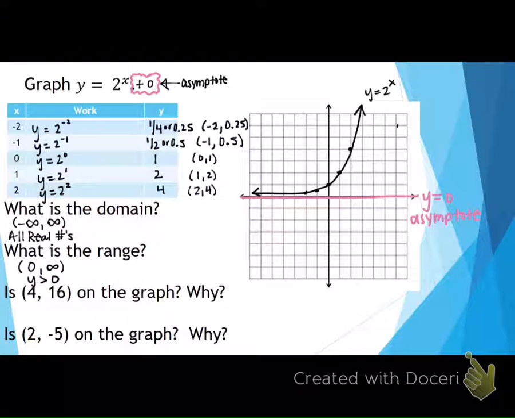Yes, we are going back to this. Here's the reason why. Where do you see the number 0 in the equation?